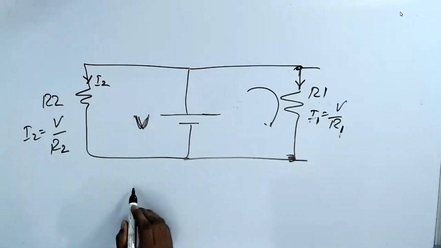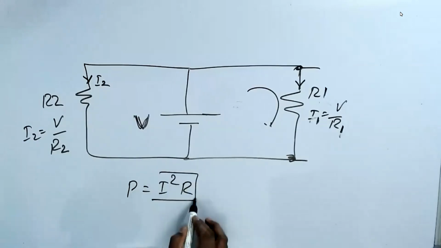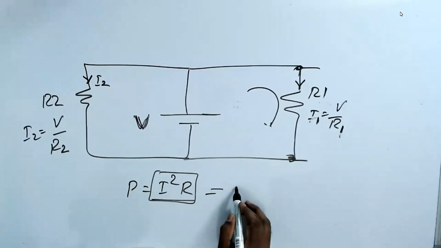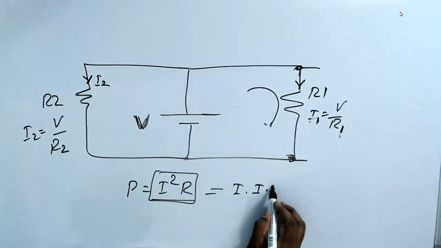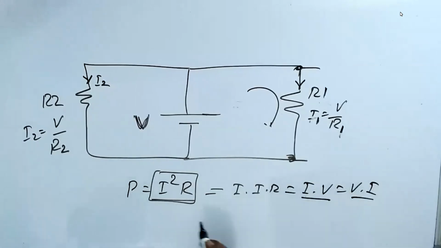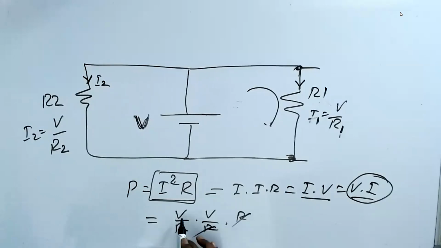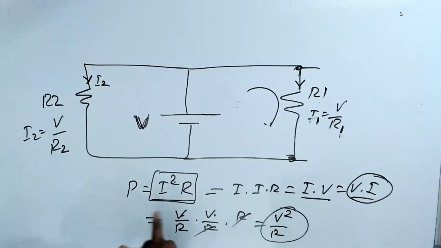So I have already told you that power is equal to I square R. That's the correct one. But we also write this as I into R is equal to V, so power is I into V or V into I. That's the result we get. So that's why we have a formula called P is equal to VI. At the same time, we also write it like this: I is equal to V by R, so I square R is V by R into R, so V into V is V square by R. There are 3 formulas. All are the same, but it depends on which we use.